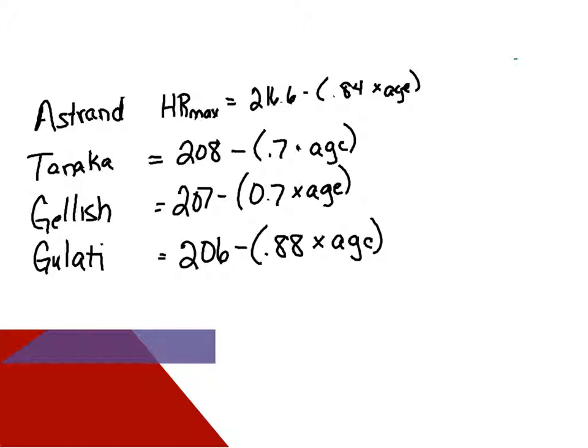There are a few other calculations for heart rate. There's the Astrand calculation, the Tanaka, the Gellish, and the Gulati. All have been based on research. Some have been used on different types of populations. The one that's been used mostly for our general populations is the Tanaka and the one that I mentioned previously on the previous page.